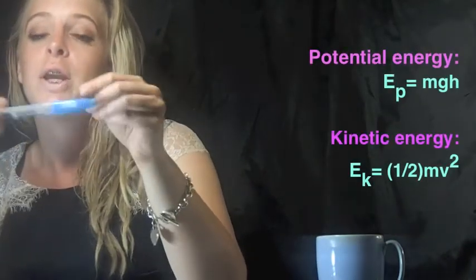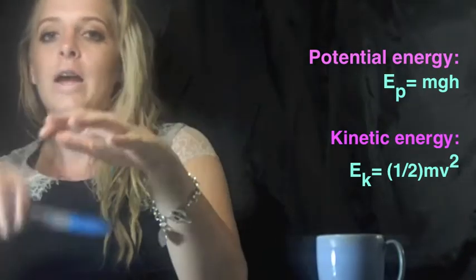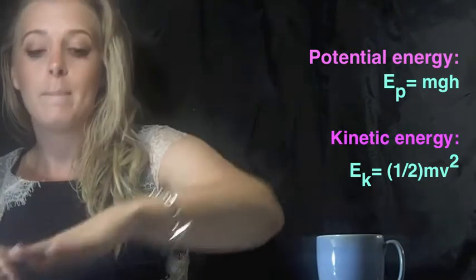So for the equations for kinetic and potential energy, you'll notice in the potential energy equation there's a letter H. That H stands for height, and they mean the vertical height, the vertical displacement of an object from a reference point. So from whatever your base horizontal line is in your situation, whether that be the ground or the x-axis on a grid system, there needs to be movement up the y-axis, so vertically up.